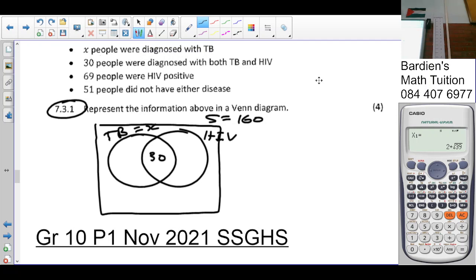Now, 69 were HIV positive. Did it say only? No. So that plus that is 69. So in other words, I can calculate this here. 69 minus 30 is 39. Okay. 15 people did not have either disease. So that's going to be on the outside. 51 didn't have any of the diseases. So this unknown part is actually going to be X minus 30. Okay? You guys understand?